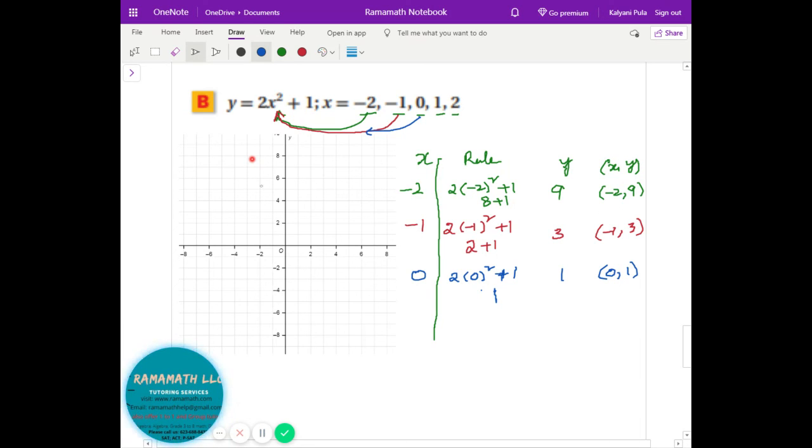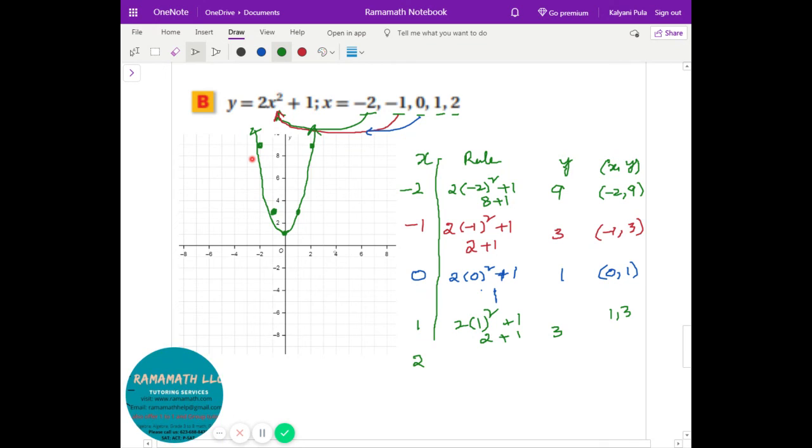and plot them right here. So the first one is -2, 9. I'll use the same color. -2 is here, and then positive 9 is all the way here. Okay. Next one is -1, 3. -1 and positive 3 is right here. And 0 and 1, like this. So you complete 1 and 2 and tell me what ordered pairs you get. So that's what the graph is going to look like.